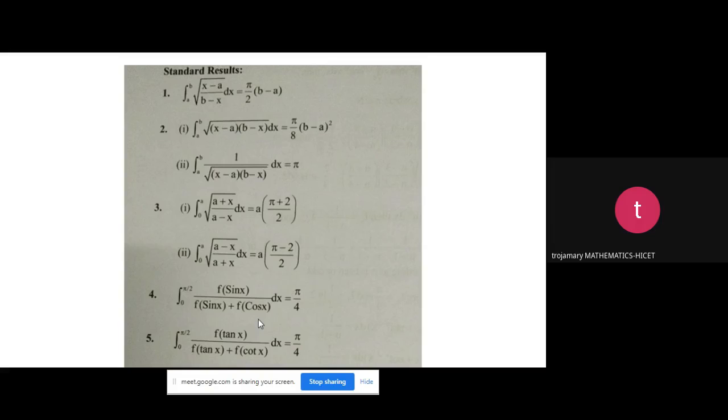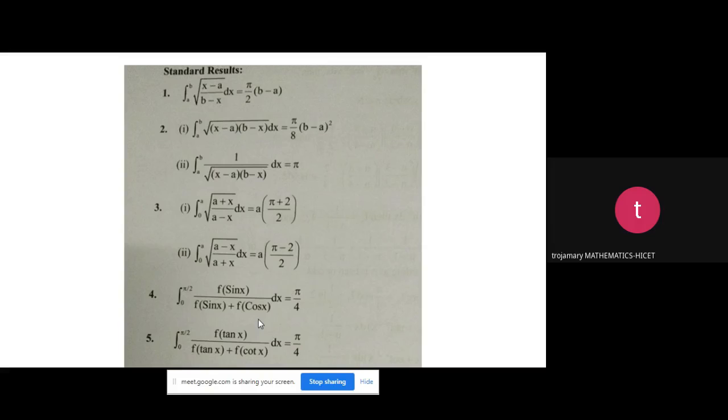No need to solve the given question. Integral a to b root of (x minus a) by (b minus x) dx equals pi by 2 into (b minus a). Then integral a to b 1 by root of (x minus a) into (b minus x) dx equals pi. And integral of f of sin x by (f of sin x plus f of cos x) dx equals pi by 4. Similarly, tan x and cot x also equal pi by 4.